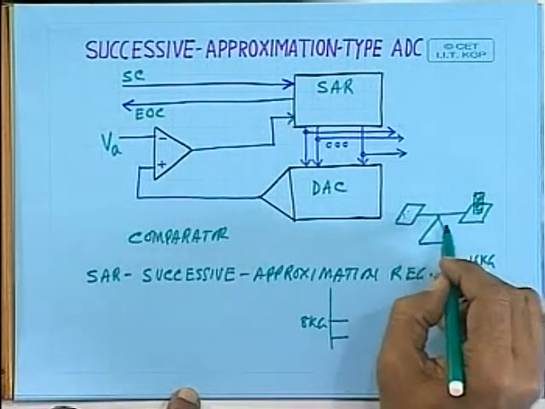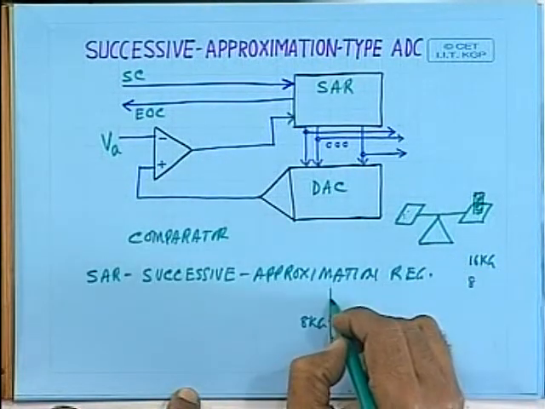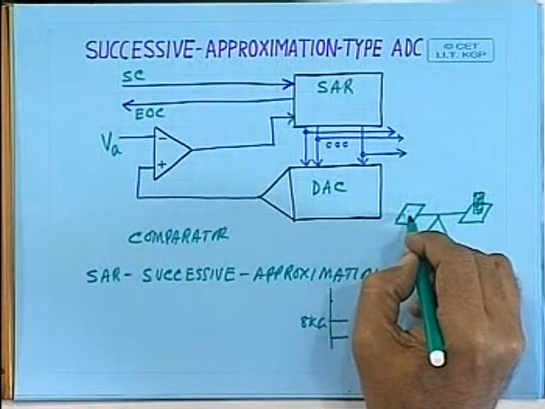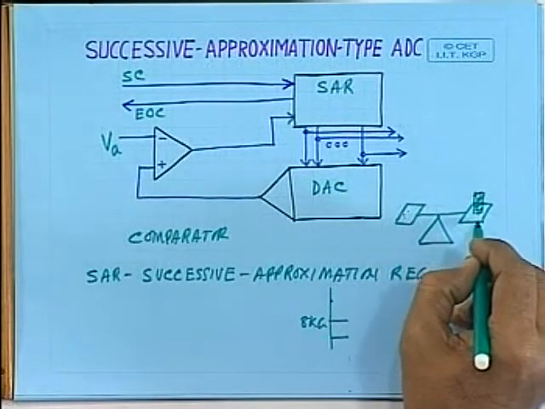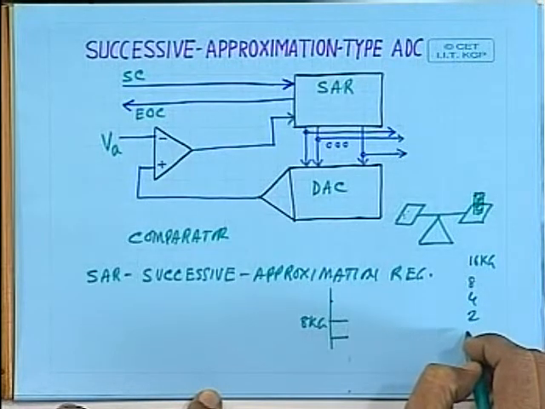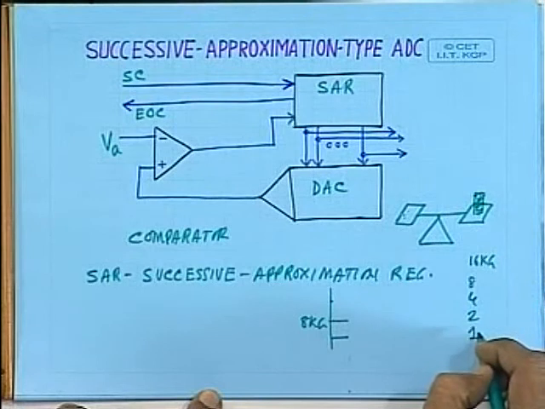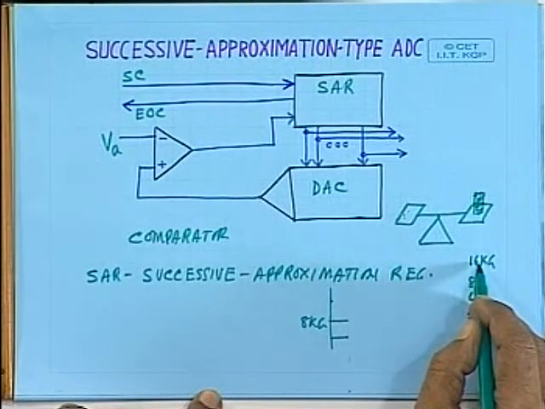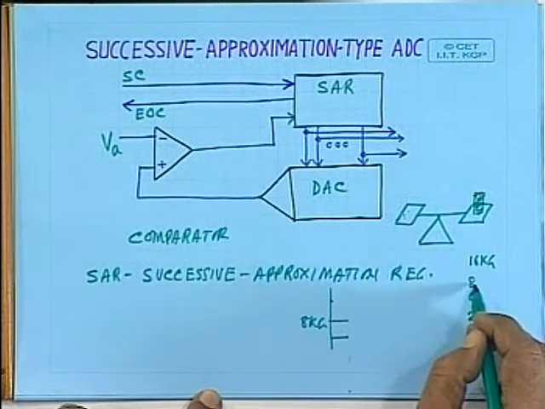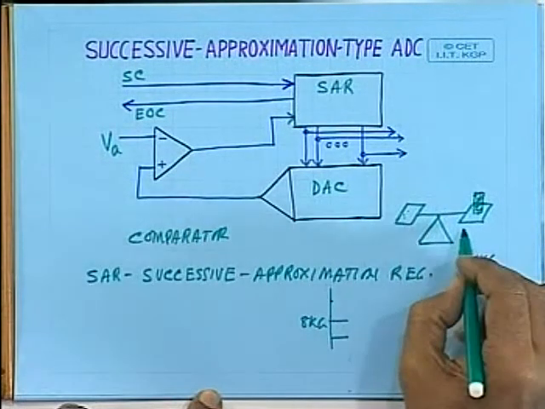On the other hand, if it is heavier than 8 kg, then you retain 8 kg, then you put 4 kg, and after putting 4 kg, if this weight is still more, then you put say 2 kg, and if it is still heavier, then you put 1 kg. So in this way, by putting 4 weights, you will be able to approximate up to 1 kg just by 4 steps, in 4 steps.